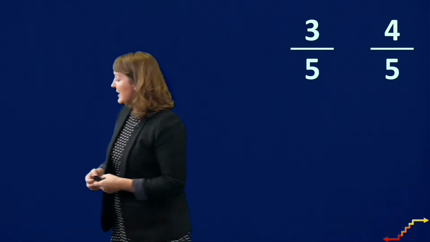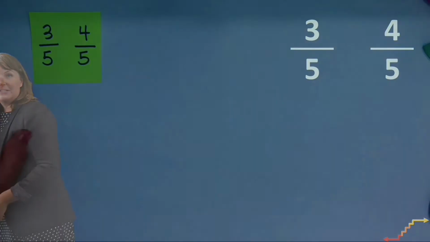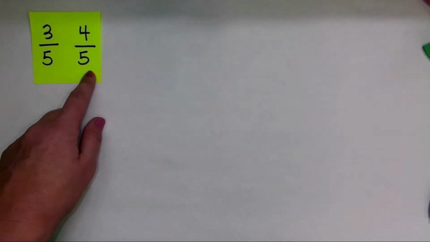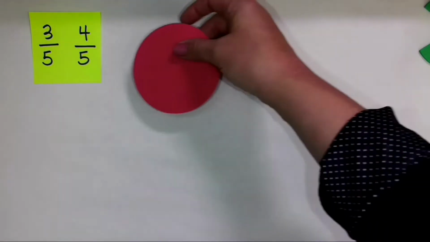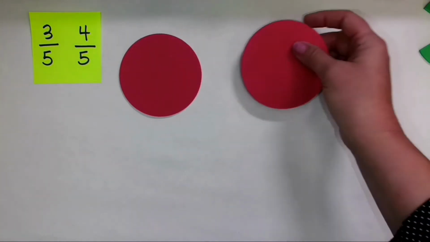And I'm going to use one of the pretty simple representations of the area model, the fraction circles, to show you how we can compare these fractions with like denominators using these concrete models. So let's think. We've got our fractions 3/5 and 4/5. So here I've written my fractions down there. Now remember, the area model is any area that can be divided into equal parts.